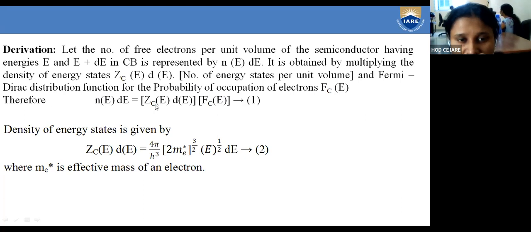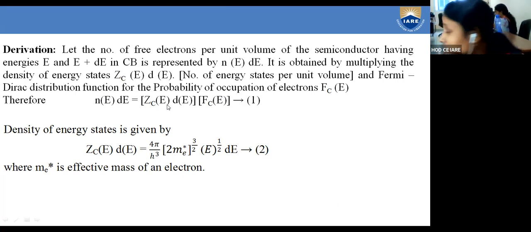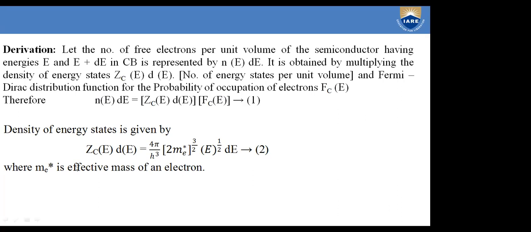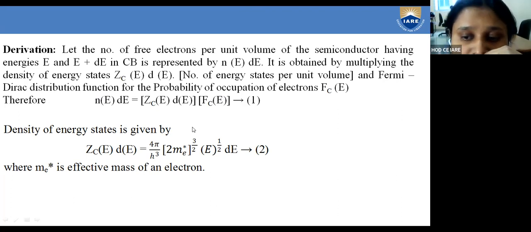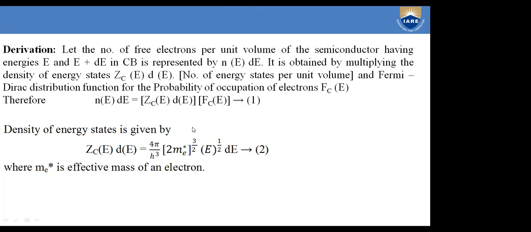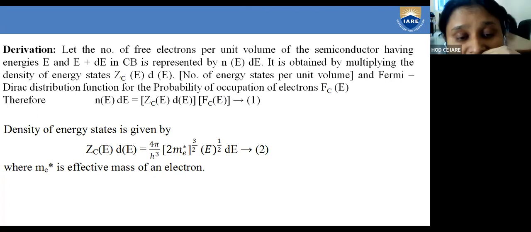At the time I didn't use this C here. What is that expression we have taken? It is made up of two terms. What are those two terms? One is Z of E dE, another one is F of E. What is Z of E dE? Density of energy states in an interval. Very good. So it is density of energy states.